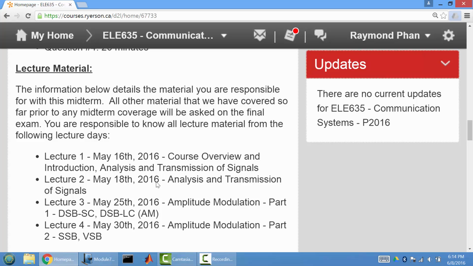Do not study those. Don't waste your time. Those will be covered for the final exam. Okay, so anything with phase lock loops or RF receivers that we talked about previously, that is for the final exam. Don't worry about those topics. Okay, so just up to and including lecture 4, which is ending with vestigial sideband. Okay, that's all you're responsible for. Don't study anything else other than those 4 lectures.